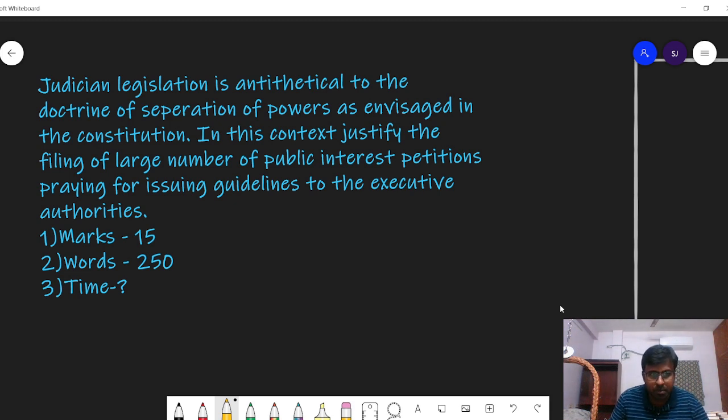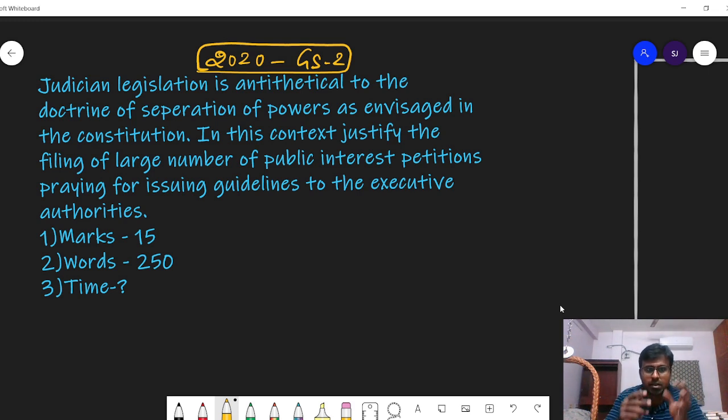So the live example is this 2020 question paper, 2020 GS paper 2 question paper. Please check this question. Judicial legislation is antithetical to the doctrine of separation of powers as envisaged in the Constitution. In this context, justify the filing of large number of public interest litigations.